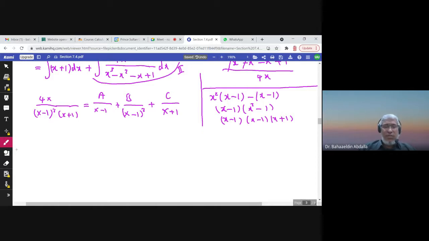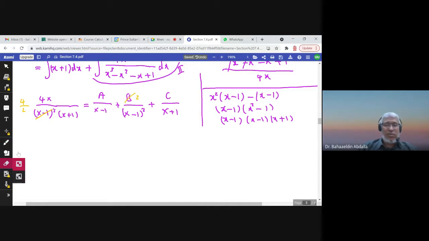Well, pay attention. I can find b and c, but not a, with the quick method. I can find b because it has x minus 1 to the power 2, which is already here also. So to find b, I cancel x minus 1 squared from the left hand side, and I replace x by 1. When I replace x by 1, I have 4 over 1 plus 1, 2. 4 over 2 is 2, so b is 2.